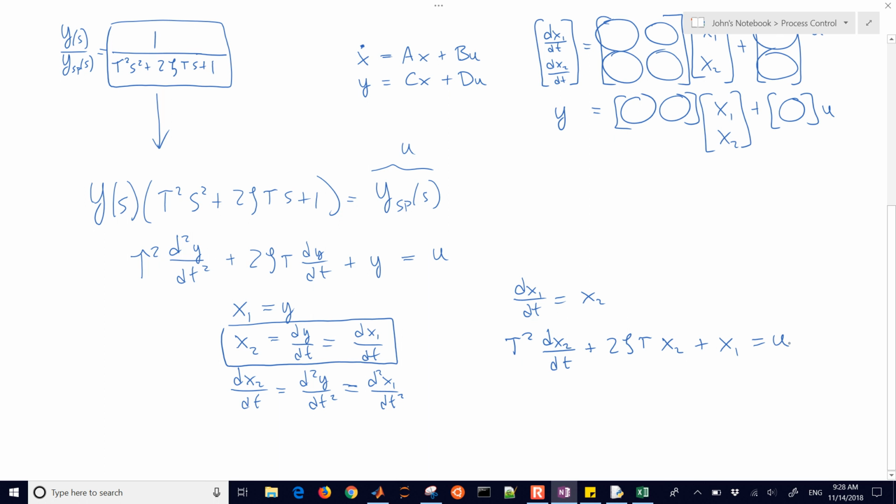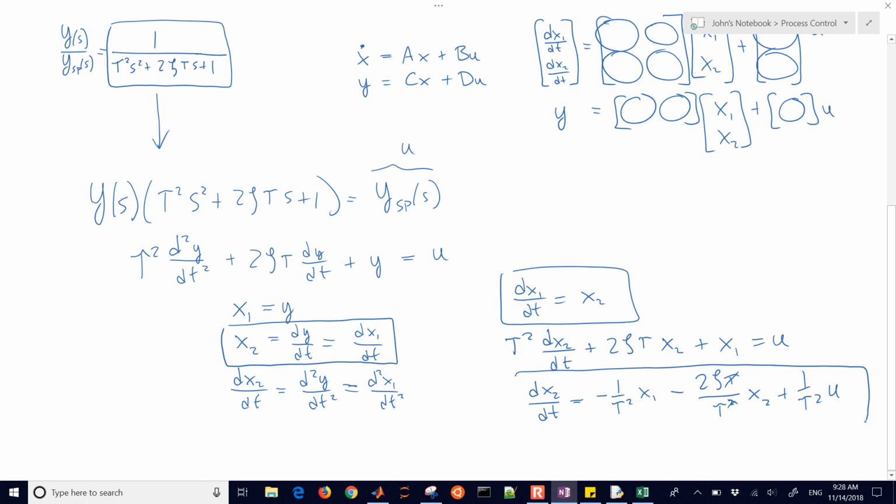So I'll just rearrange this one to get it into the semi-explicit form with dx2 dt just on one side, and I'll have minus 1 over tau squared times x1, and a minus 2 zeta tau divided by tau squared, and that's going to be times x2, and then plus 1 over tau squared times u. So I have these two equations right here, and I'm just going to fit those into the state space form.